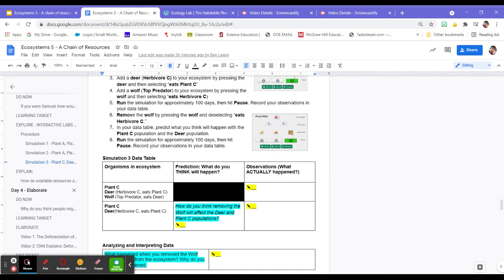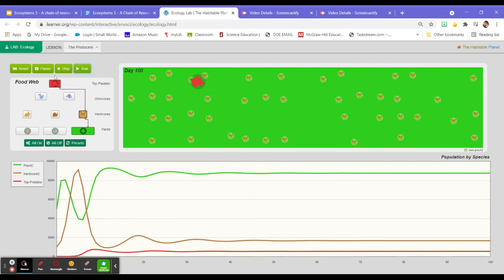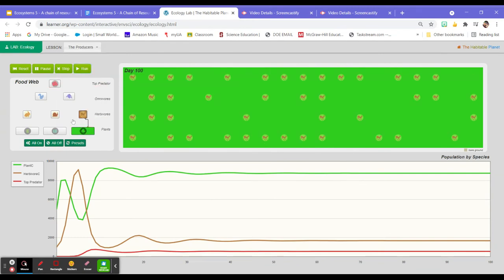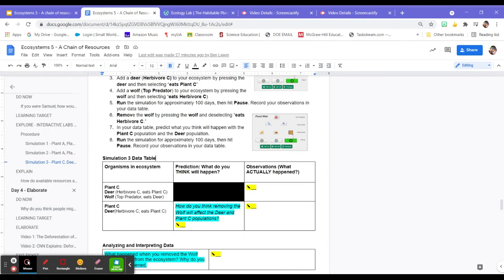Okay, so let's take a moment. We're going to take away the wolf by clicking on the wolf, removing eats herbivore C. So now we just see the deer. Again, go back and now record what you think is going to happen in the simulation. Is it going to be pretty much the same as we saw with the wolf? Or is there going to be something different now that there's no wolf eating the deer? So again, hit pause if you're going to write your prediction now.